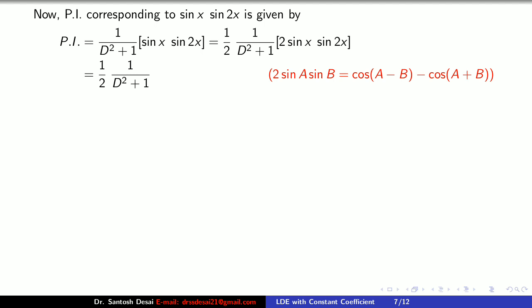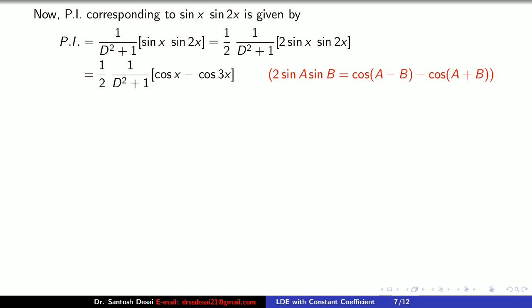Now we know that 2 times sin a into sin b is equal to cos(a minus b) minus cos(a plus b). So here the value of a is x and the value of b is 2x. Substituting these values, we get cos(x minus 2x), that is cos(minus x), but cos of minus x is cos x, then the middle sign is minus, and cos(a plus b), so we get x plus 2x, that is cos 3x.